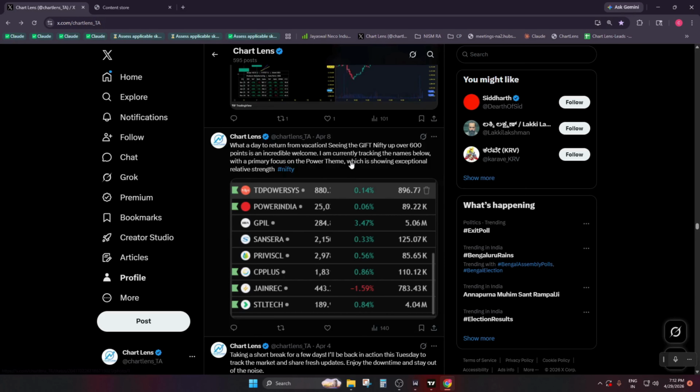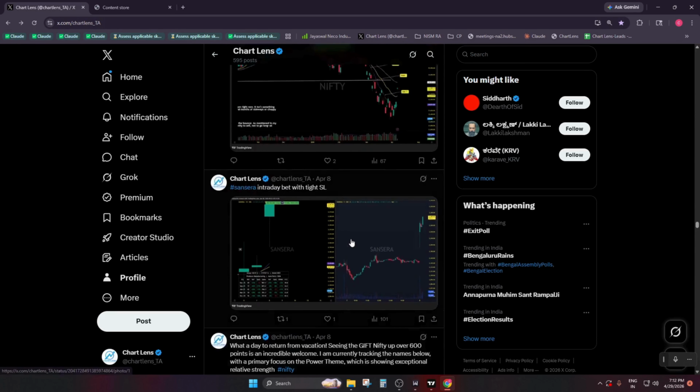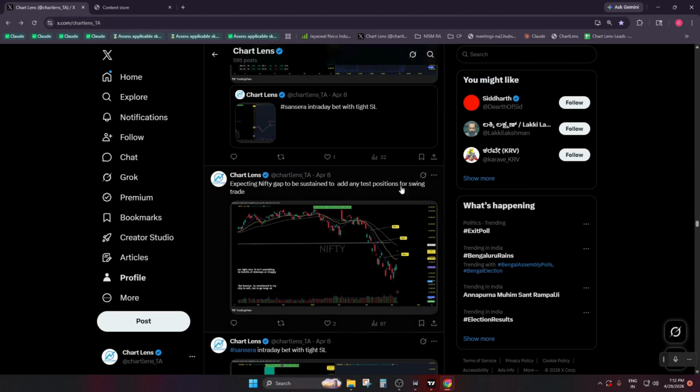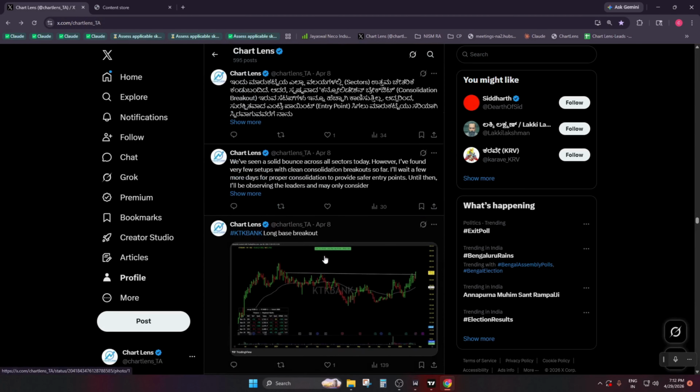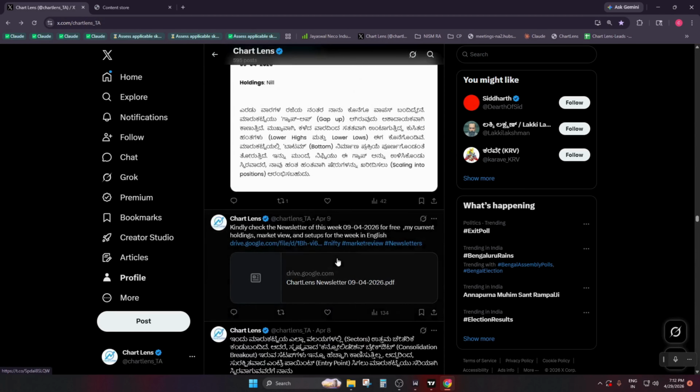So this is what I said on April 8th, and then I waited for the gap up to be sustained. I clearly mentioned on my Twitter also, expecting the Nifty gap to be sustained, to add any test positions for swing trades. Okay, now let us see from which stocks I took the trades.